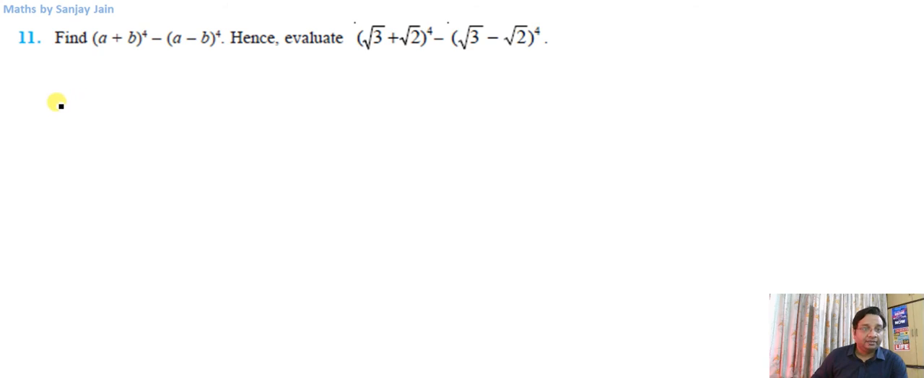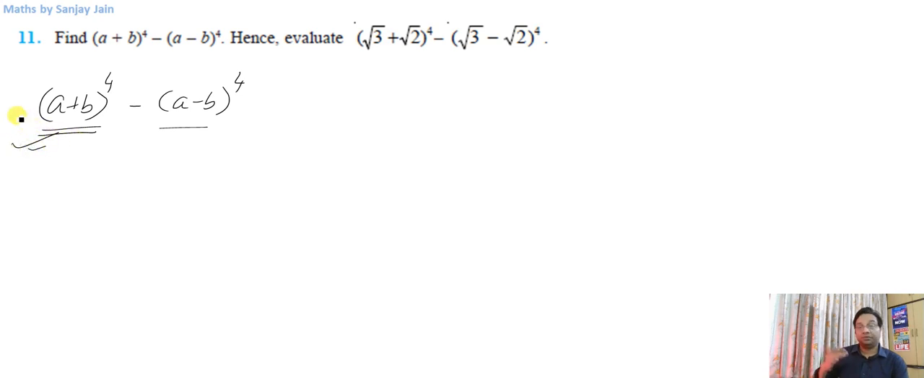Find (a plus b) raised to power 4 minus (a minus b) raised to power 4. And then we need to evaluate this expression here. So this is just a binomial expansion, so let's do that. We need to expand this, right?